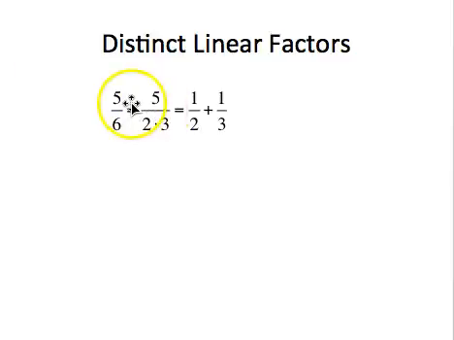I want to take a look at a fraction, 5/6, and we're focusing on the denominator of 6. There are two factors in that denominator, 2 times 3, and they are distinct. They are different. And I want you to notice that 5/6 can be written as 1/2 plus 1/3. The method of partial fractions takes a large algebraic fraction and writes it as a sum of two individual fractions. And those two individual fractions are easier for us to integrate.